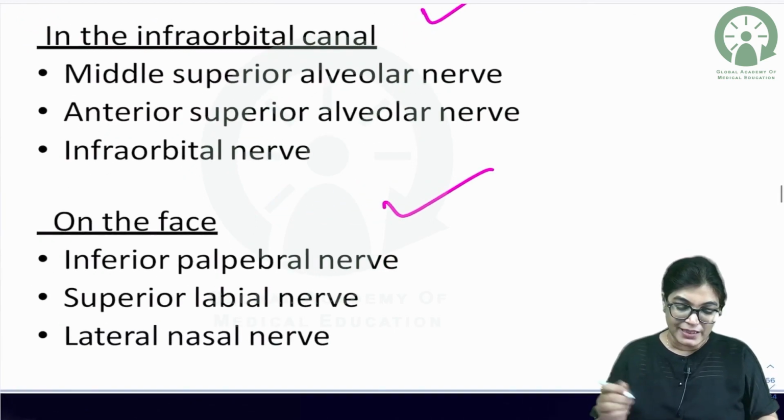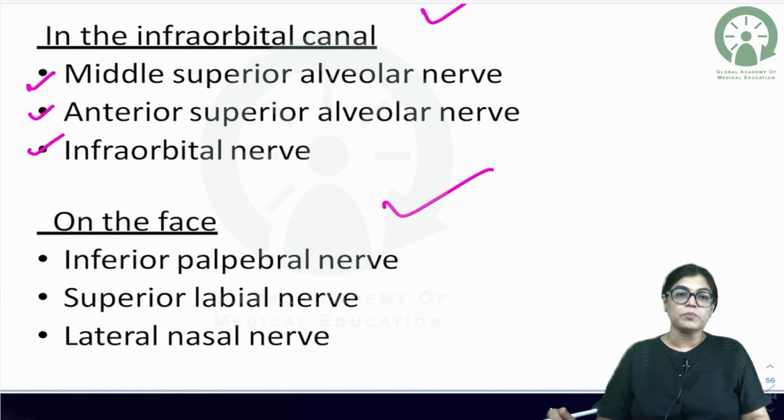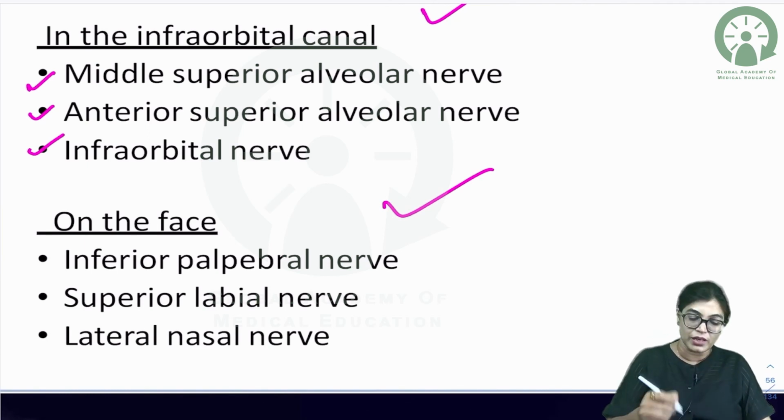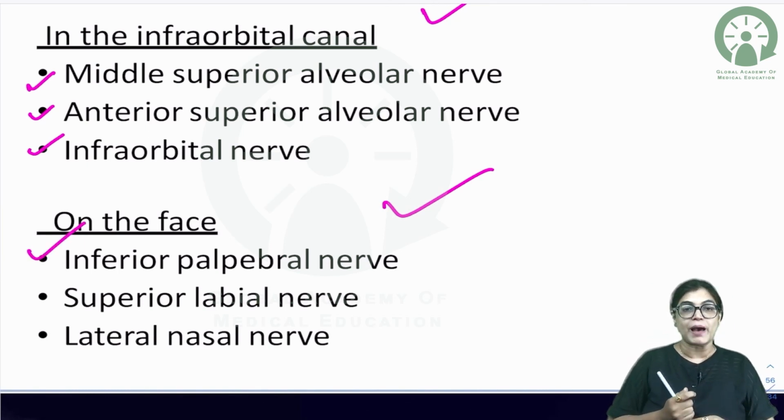In the infraorbital region, it gives three branches: middle superior alveolar, infraorbital nerve and anterior superior alveolar. On the face, it gives inferior palpebral nerve, superior labial and lateral nasal nerve.